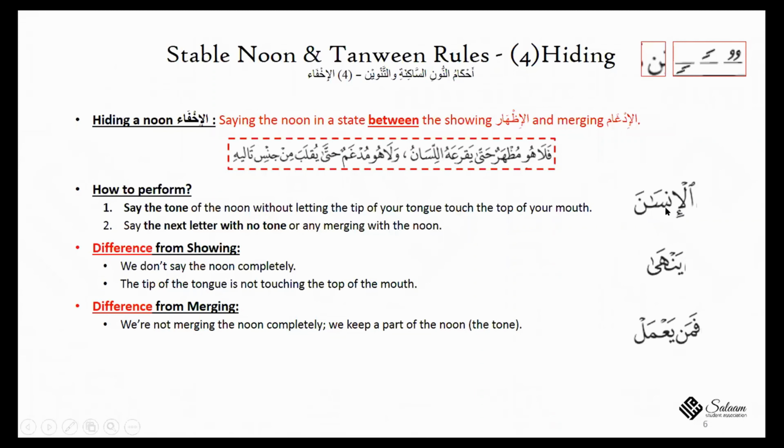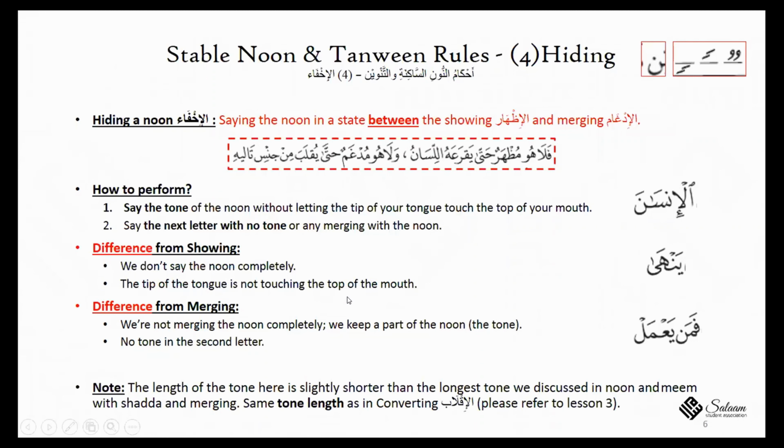So we'll say الإنسان. There is no tone in the next letter. I will say the next letter completely without tone, but the tone will be in the noon itself. I will keep the tone of the noon. الإنسان. This is the difference between showing, الإظهار, and ikhfa, and between merging, الإدغام, and hiding, الإخفاء. So is it clear so far? It's very important that this part is clear.